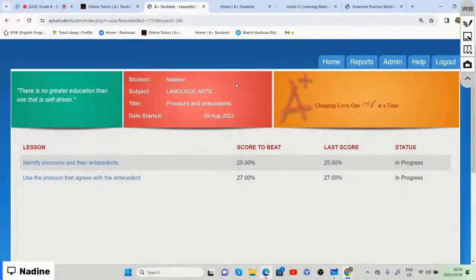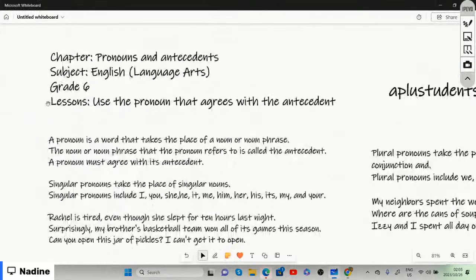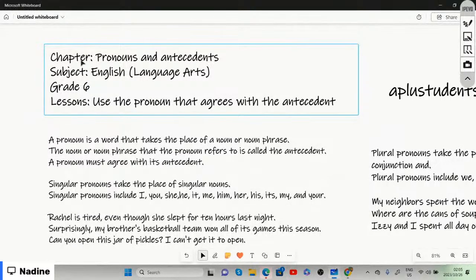So in our previous lesson, we did pronouns and antecedents, and we had to identify the pronoun as well as the antecedent. In today's lesson, we are also doing the chapter of pronouns and antecedents, but the lesson is to use the pronoun that agrees with the antecedent. So it is basically a continuation of pronouns and antecedents.